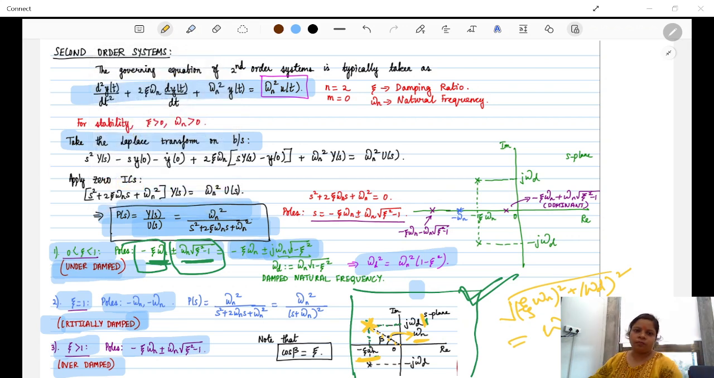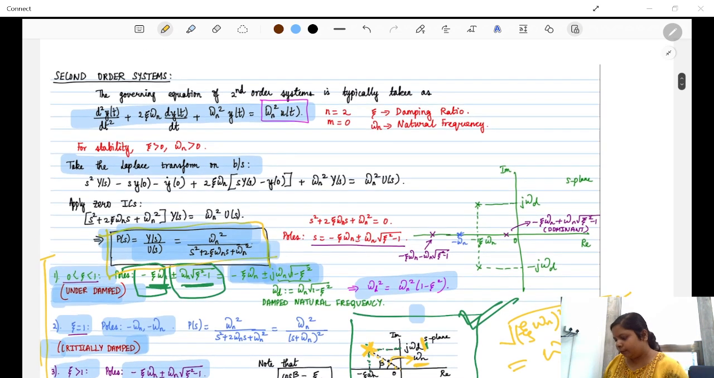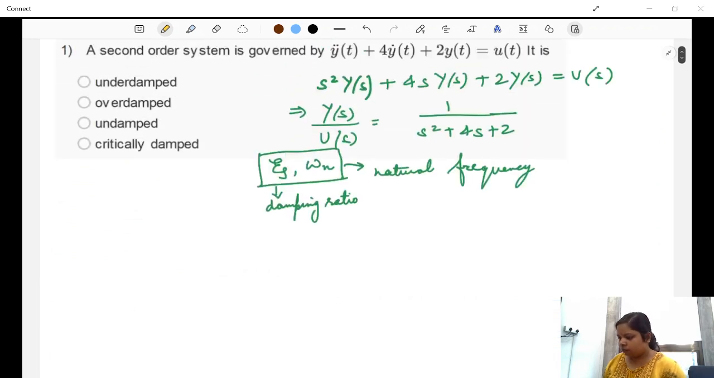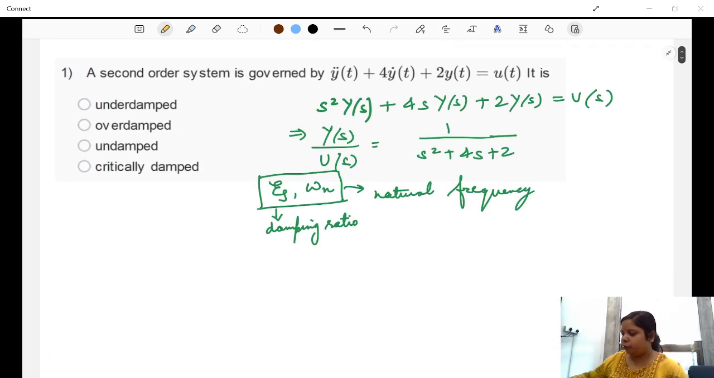Okay, so in the first question that we were doing, we were basically supposed to classify what kind of system it is, overdamped, underdamped. So you know the three cases, you know this transfer function. Compare the value of omega n and zeta, and let me know what zeta value you get.